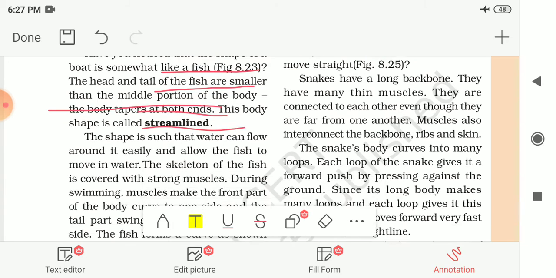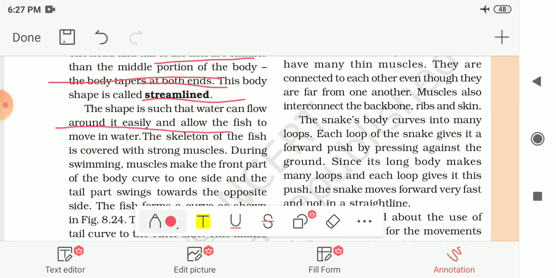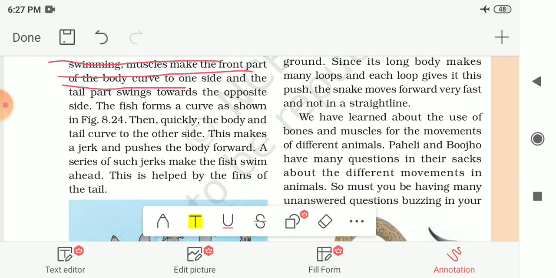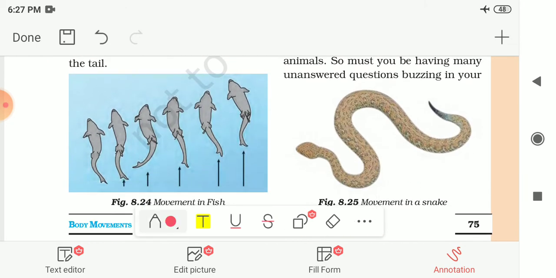Now the shape is such that the water can flow around it easily and allow the fish to move in the water. The shape of the fish is such that it allows the water to move along the side of the fish, and the skeleton of the fish is covered with strong muscles, and during swimming the muscles make the front part of the body curve to one side and the tail part swing towards the opposite side. In the picture it is shown to you here. The front part makes the curve and the tail will move in the opposite direction.